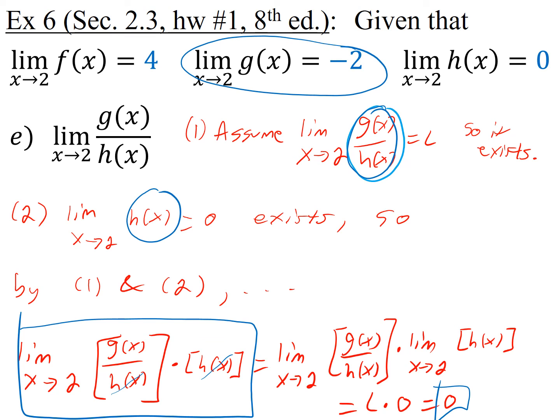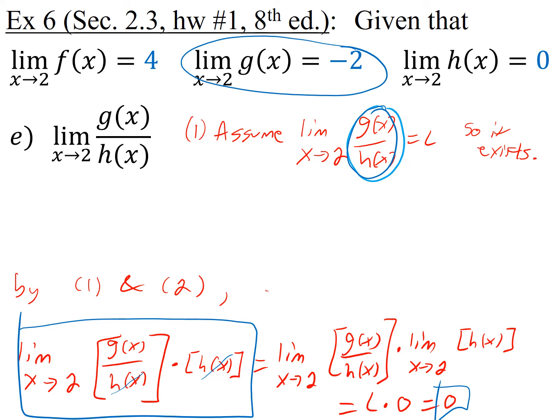All right, so let me erase some stuff here to write down the conclusion. But you see we're getting a contradiction. We're concluding that the limit of g is 0, but that's a contradiction. So therefore my initial assumption must be wrong. And that's how proof by contradiction works.